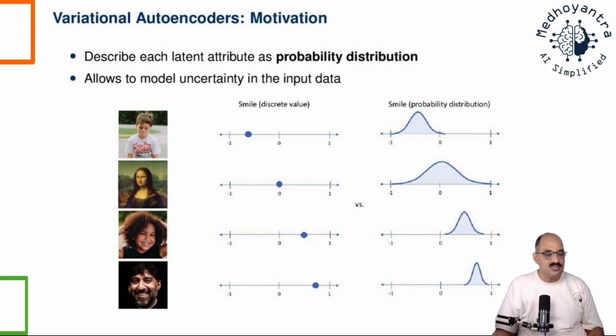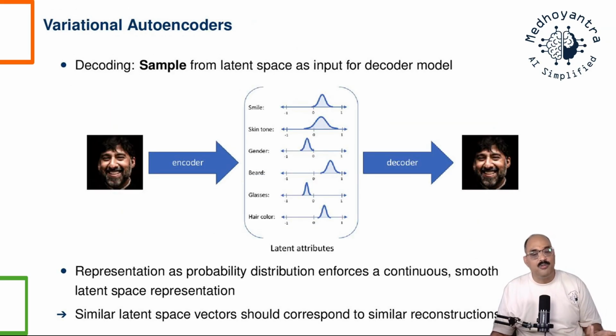So you take the features. A smile feature is an example. It can also have multiple features. If you take a single image and see what features you can extract, it could be a smile, a skin tone, a gender, a beard, glasses, or a hair color.